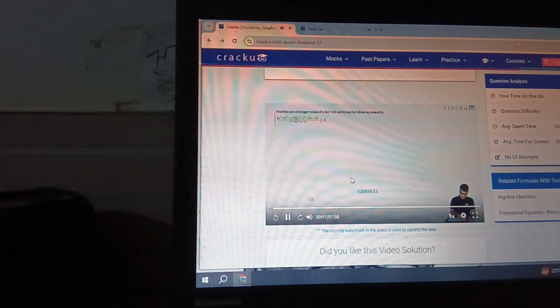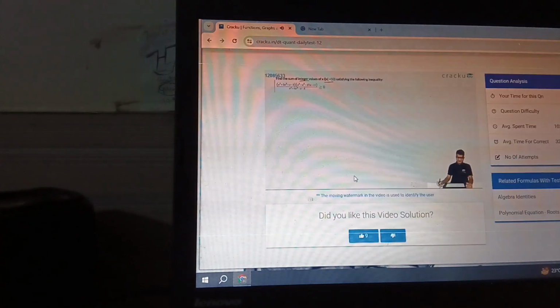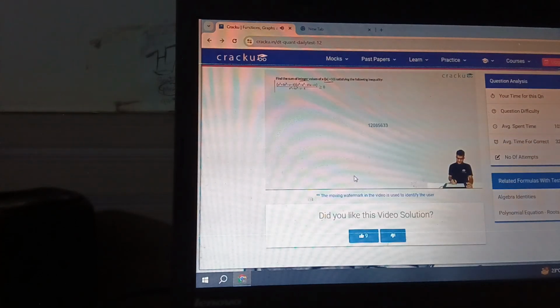In this question, we are given a product and we are asked to find out the sum of all the integer values of x such that modulus of x is less than 10, which satisfy the following inequality. If modulus of x is less than 10, what are the integer values that x can take? X can be either -9 or -8 or ... till -1, or it can be 0, or it can be 1 or 2 or 3 or ... till 9.